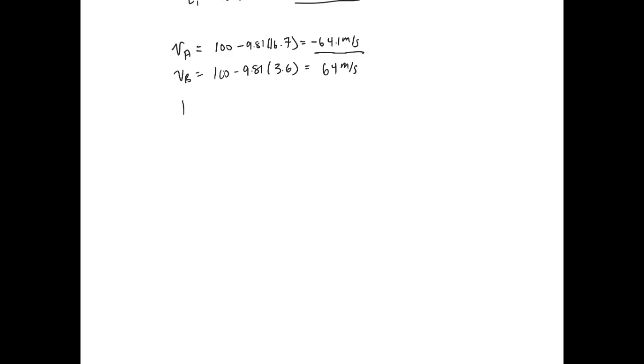So our relative velocity, VB relative to A, is equal to VB minus VA, which is equal to 64 minus negative 64.1, which is equal to 128 meters per second upwards. This is saying that from the perspective of particle A, particle B looks like it's moving 128 meters per second upwards. So particle A is coming down, and it looks like particle B is moving twice as fast in the upwards direction.